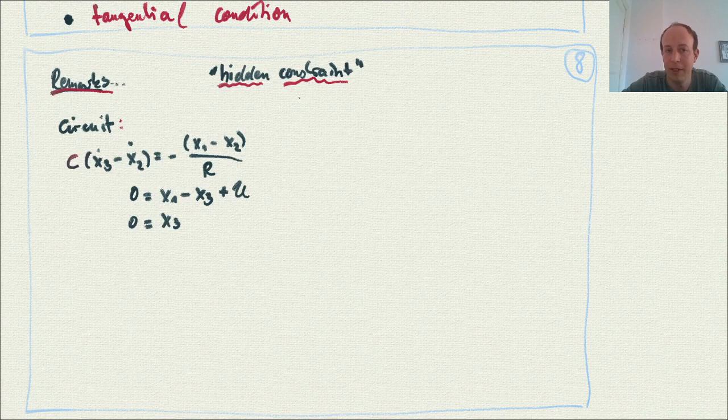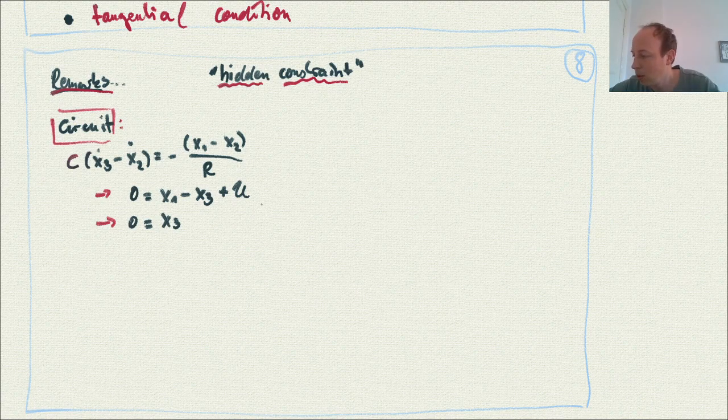This is the hidden constraint for the pendulum equations. If we now, for example, look at the circuit equation that we had in the last lecture, then these are very obvious constraints: x1 and x3 at t equal to t0 should be equal to minus u at t0, and x3 should be 0 at t0 too. So here it's pretty obvious what is the case.